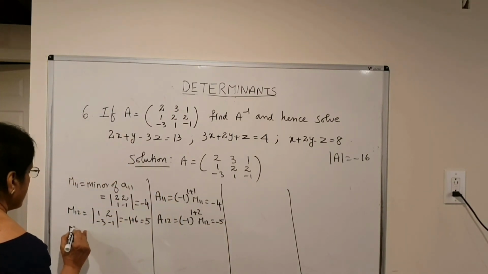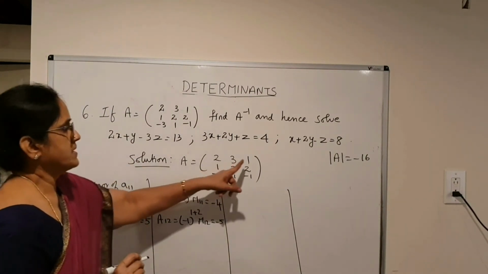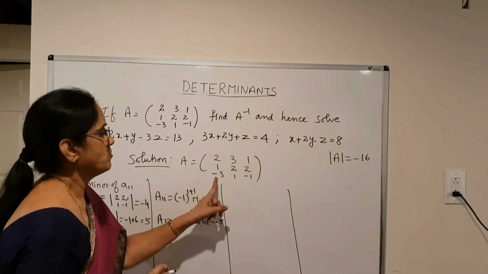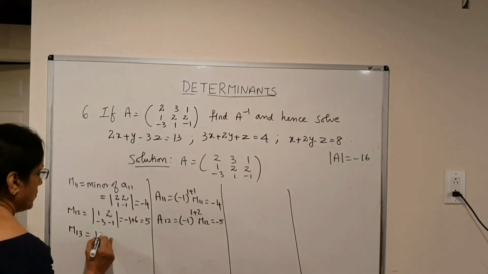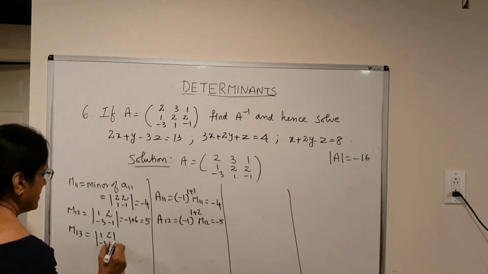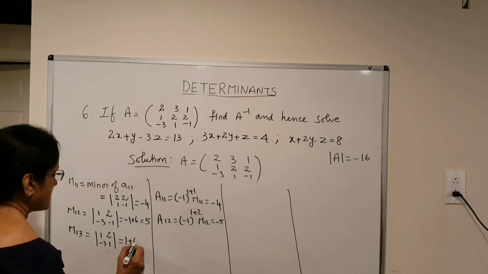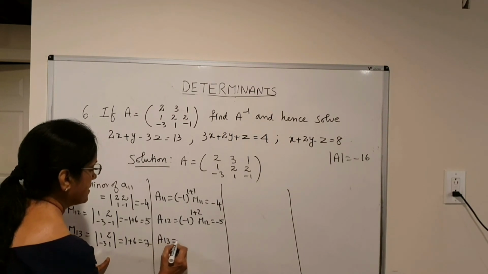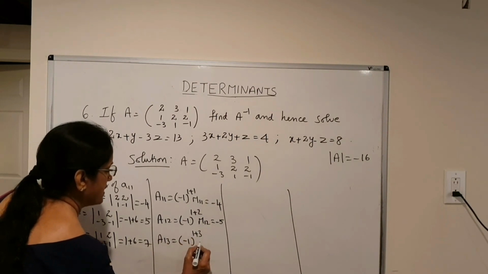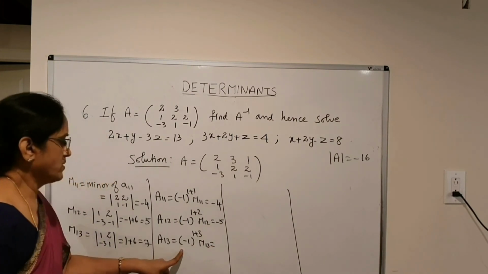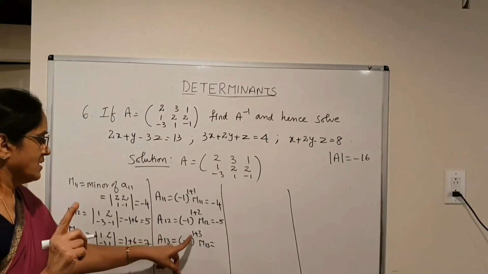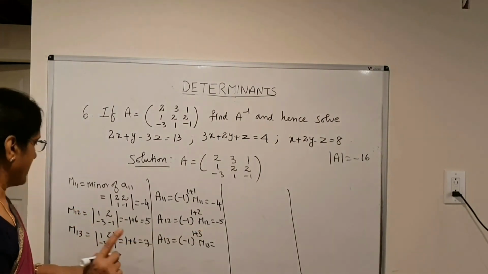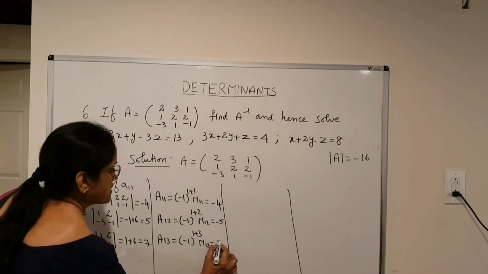Coming to M13, minor of the element 1. So leaving the first row and third column, I have 1, 2, minus 3, 1. This will give me 1 plus 6, which is 7. Now the corresponding cofactor will be minus 1 to the power 1 plus 3 into M13. Minus 1 to the power 4 is going to be 1. I wrote 1 plus 3 because i is 1, j is 3, so i plus j. M13 is 7, so it is going to be 7.